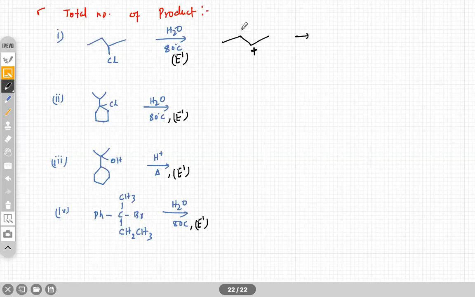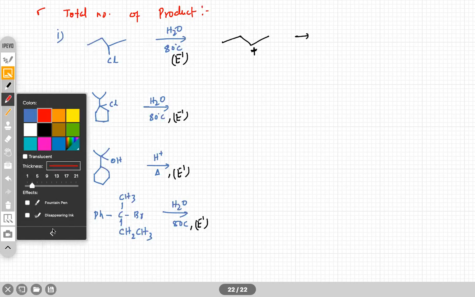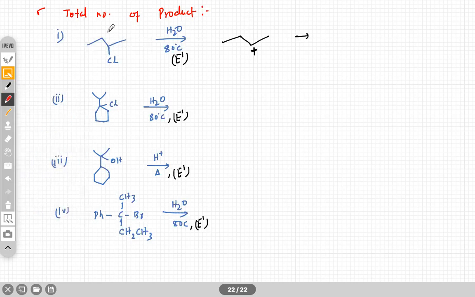And you see, this is the beta carbon we have. This is alpha, this is beta, and this is beta. Beta and beta. So from beta carbon, we can eliminate one hydrogen, right? And the product would be this. One product is this, and another product is this one.